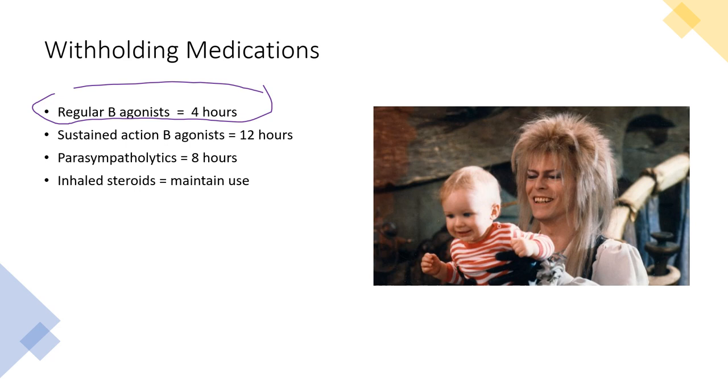LABAs, long-acting beta agonists, those usually are 12-hour medications or longer, so that is going to be a 12-hour hold there. Parasympatholytics, usually they want an 8-hour hold. Inhaled steroids don't affect our PFT values at all. Remember, inhaled corticosteroids help maintain or reduce inflammation in the airways, and they take 4 weeks to build up. So withholding inhaled steroids is not appropriate for pulmonary function testing traditionally.